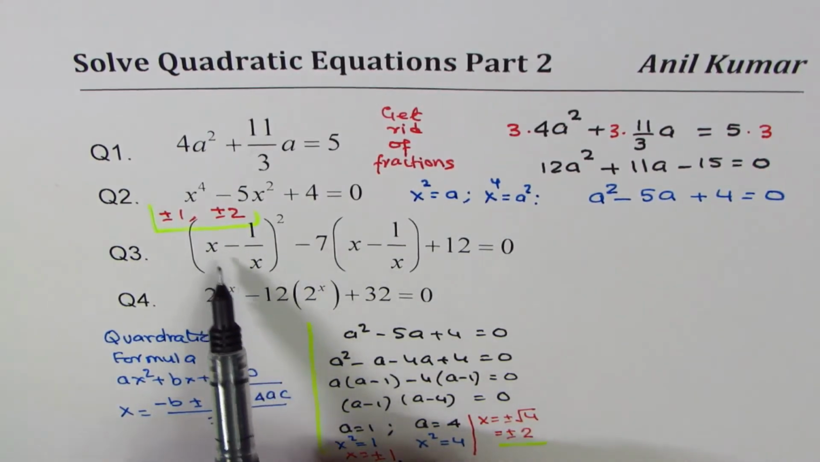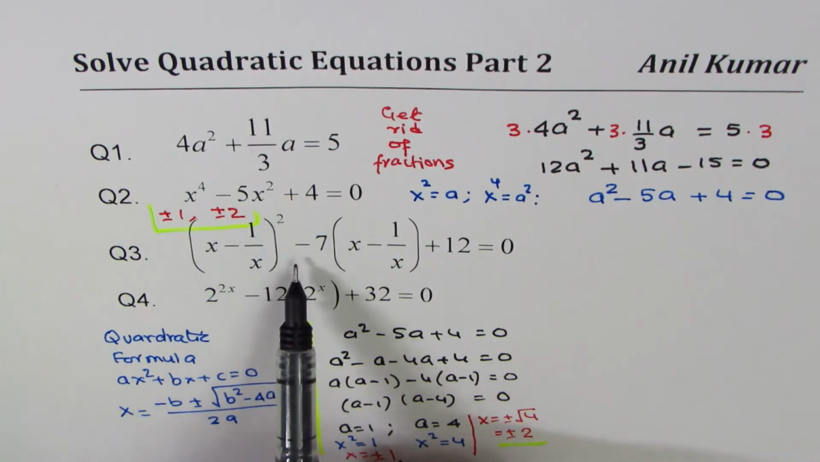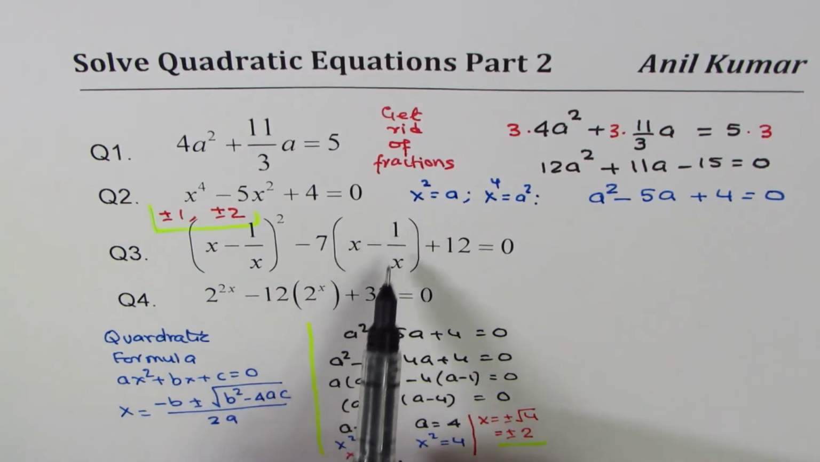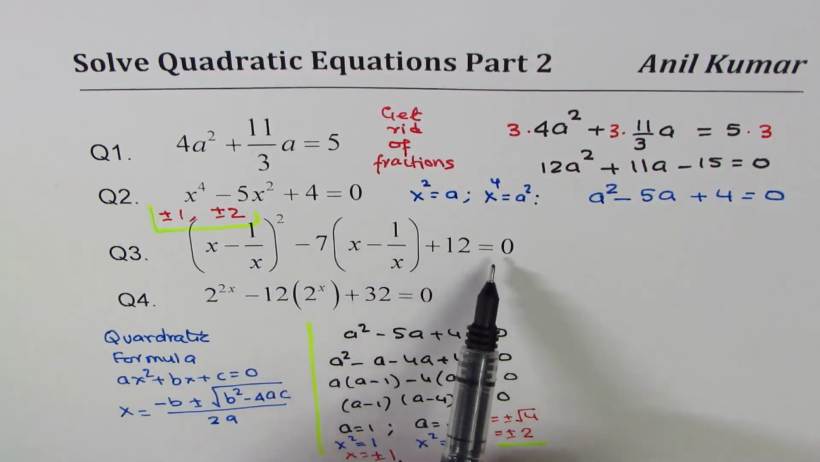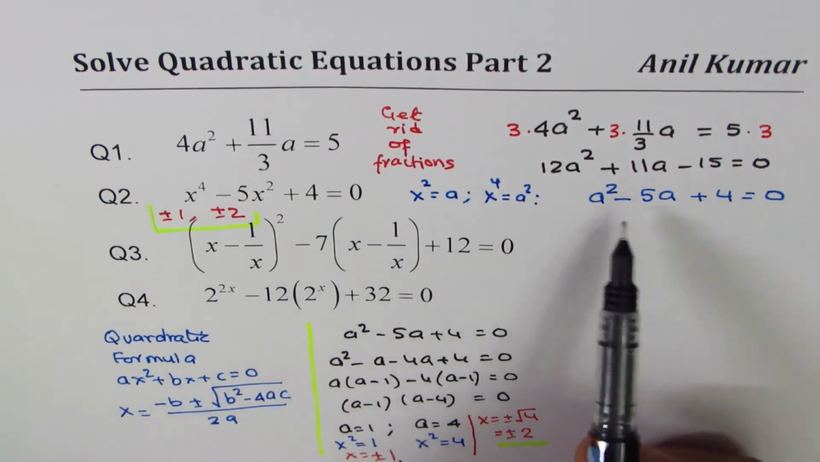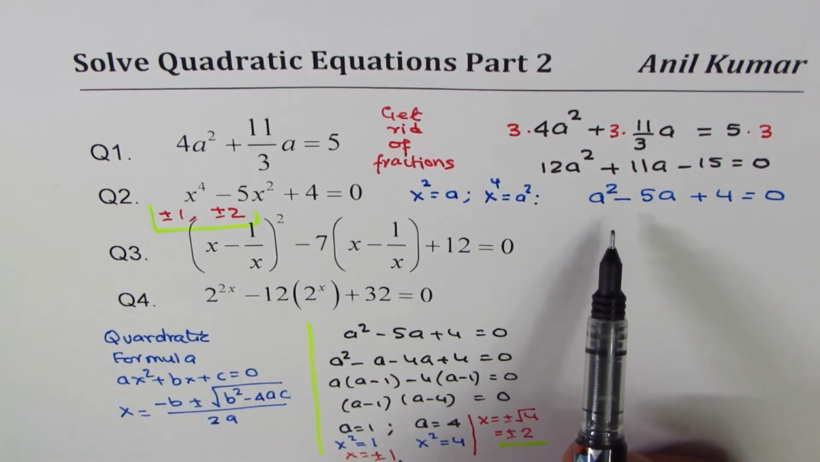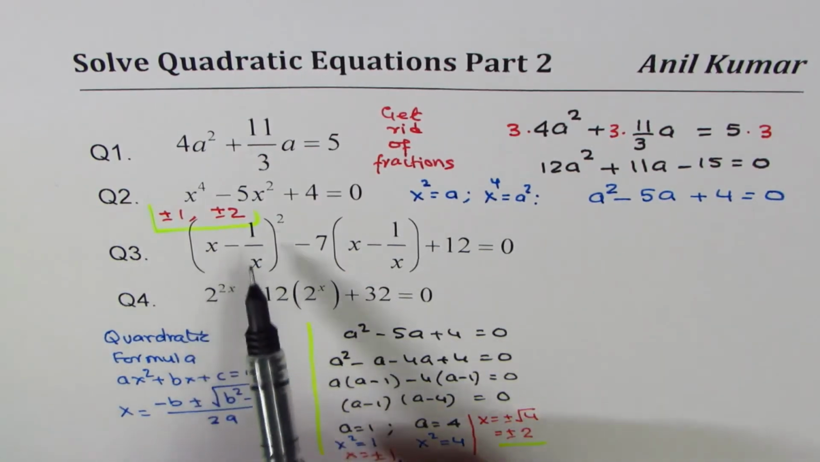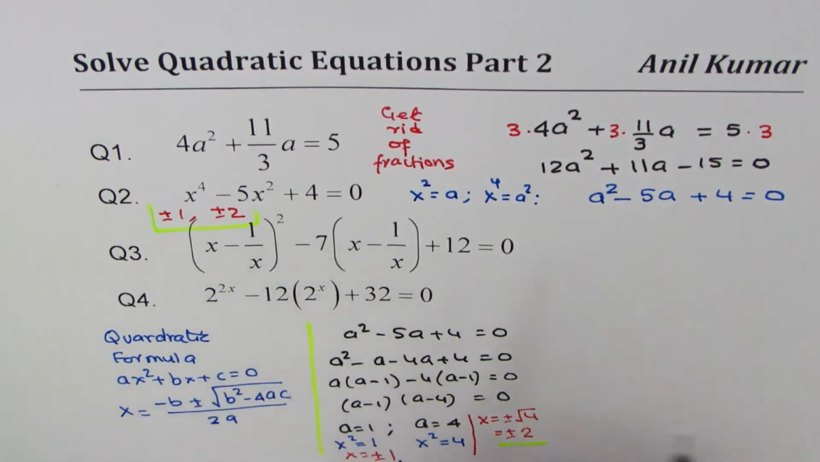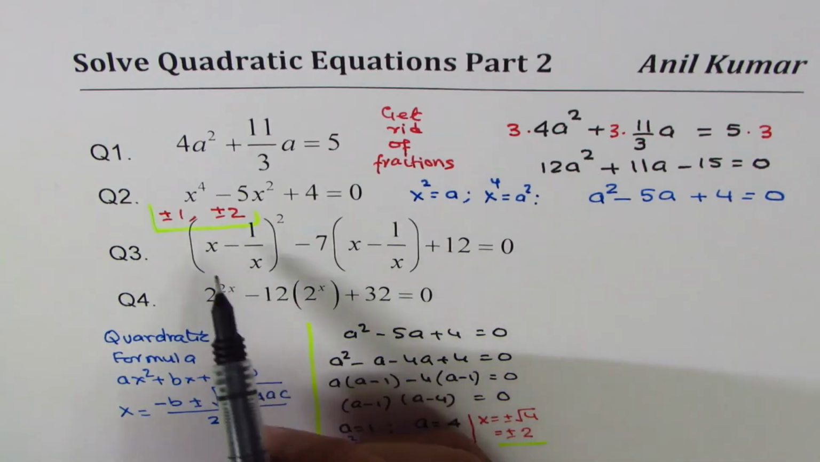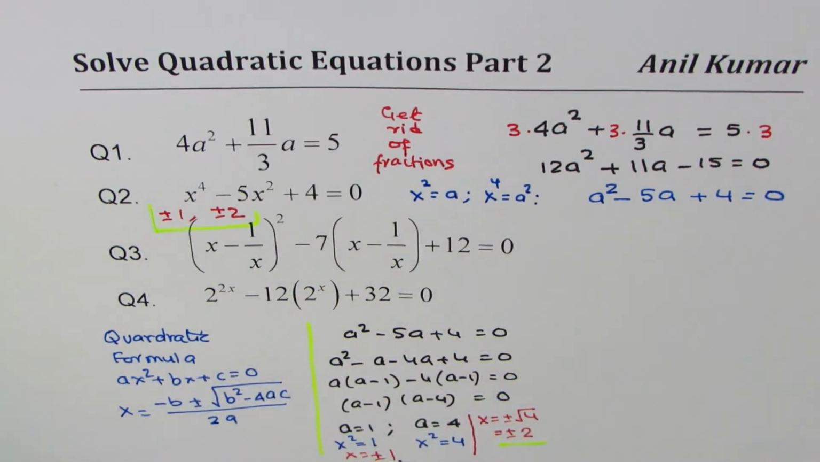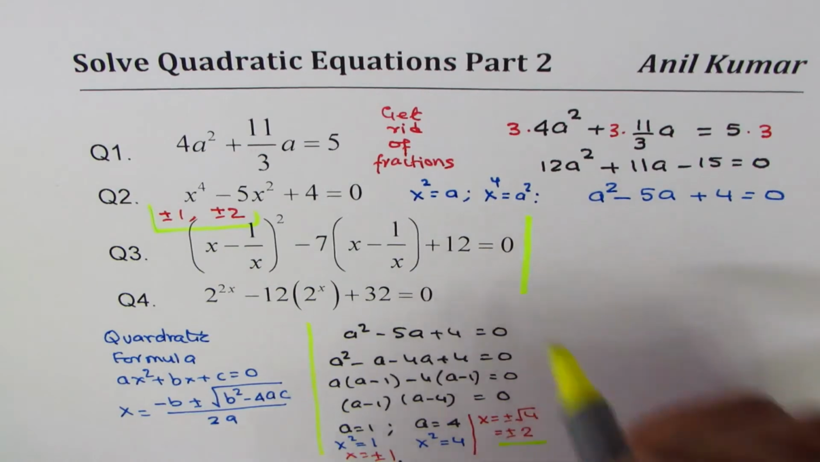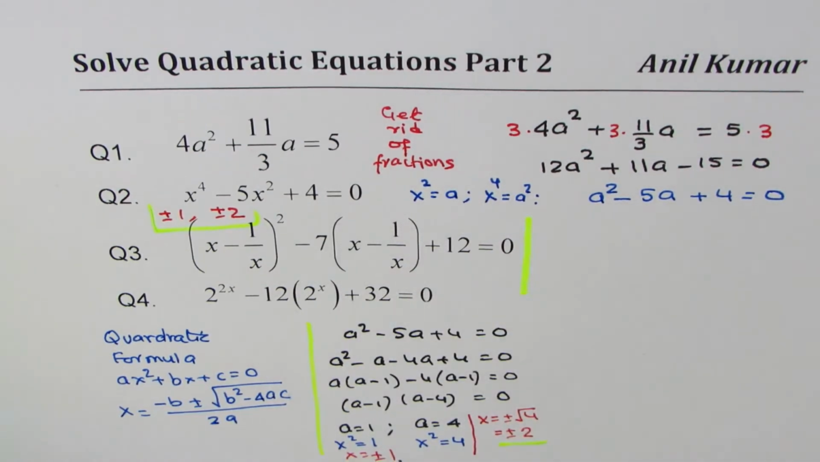The next one here is (x minus 1 over x) whole square minus 7 times (x minus 1 over x) plus 12 equals to 0. Now following this strategy of substitution, we can do a substitution here also. So we can substitute x minus 1 over x as something else, right? So let me use p, for example. We can actually solve all these questions here.